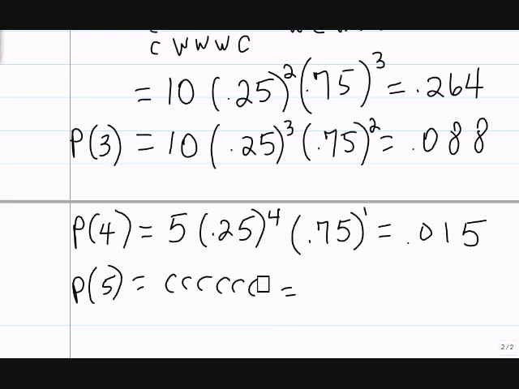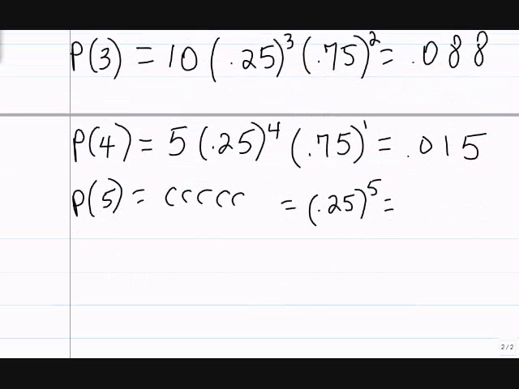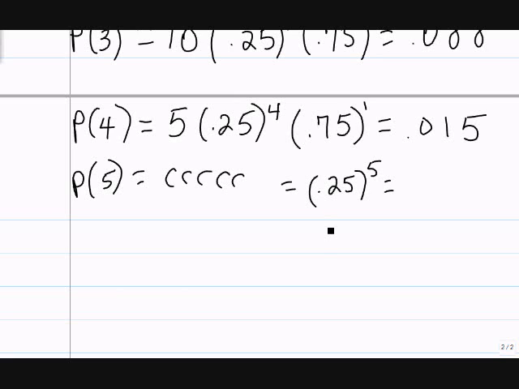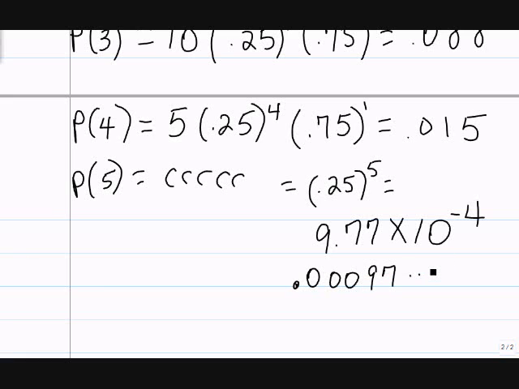Oh, sorry. There we go. And that is 0.25 to the 5th, which is, somebody tell me what their calculator says, and then let's make sure we can read this. 9.77 times 10 to the negative 4. That means a decimal, 3 zeros, and then the 977. So what do I round this to for 3 decimal places? 0.001. Okay, we can all round. Some of us can, some of us can't.